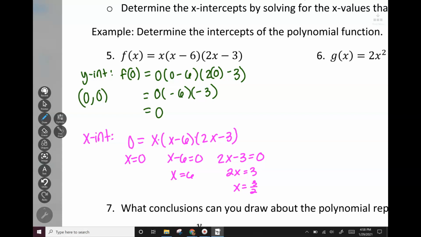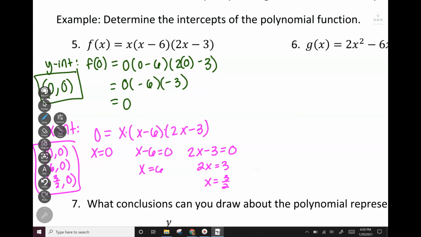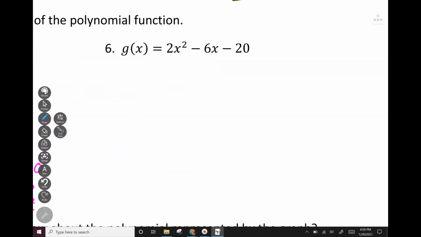All right, so your x-intercepts are, remember the y value is going to be 0 for all 3 of them. So (0, 0), (6, 0), and (3 halves or 1.5, 0). So those are all of your intercepts for that function. Number 6.